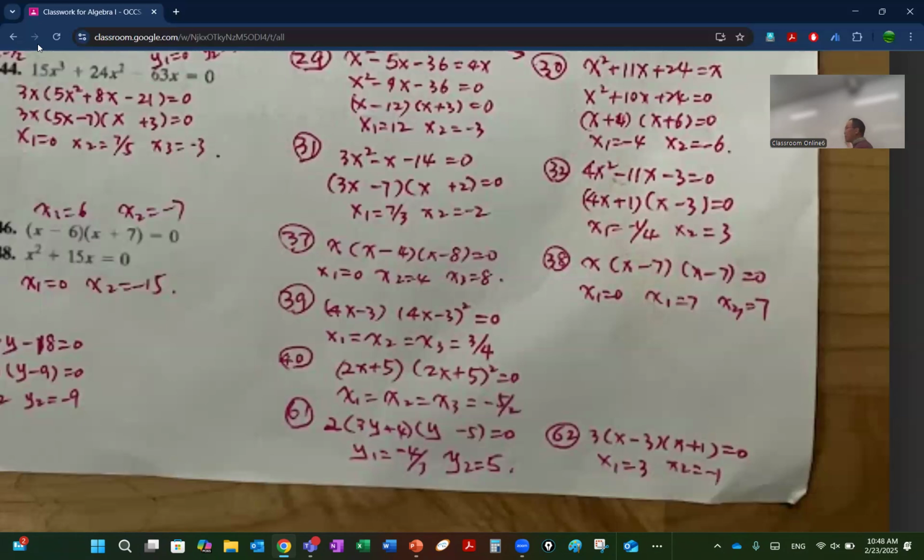Okay, so right now A, B and C are prime to each other. They have no common factor, so we can get a little bit easier way. Right now A is 3, C is negative 20. So first step, we find A times C. A times C is what? Negative 60. So we need to factor negative 60.